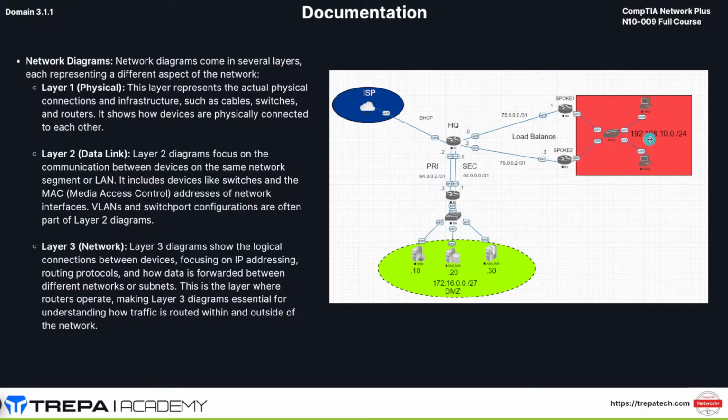Even here, this is kind of all three. It's my physical, my IP addressing, and then I have a switch there. And I could put VLAN information in there too.